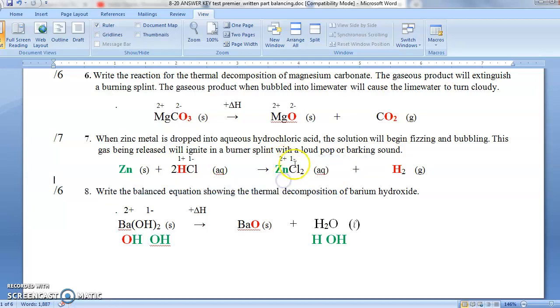Crisscross the 1 and the 2. The chlorides are always 1. Crisscross, we get ZnCl2. We have 2 chlorines or 2 chlorides. We have 2 hydrogens. We need a 2 out in front.